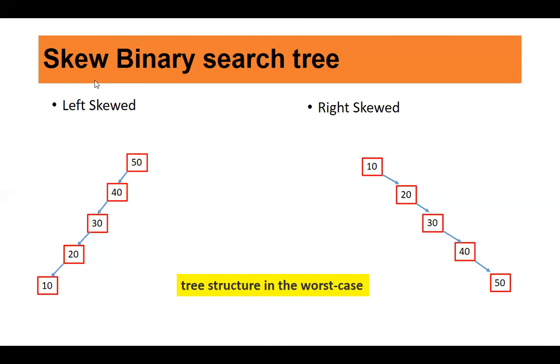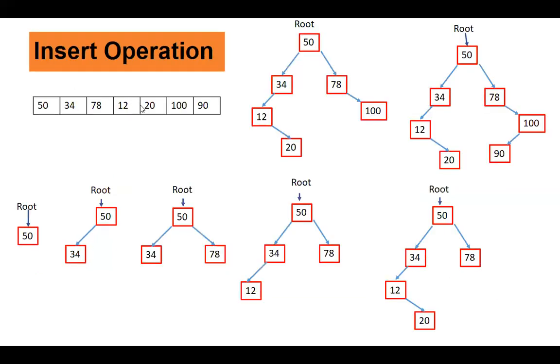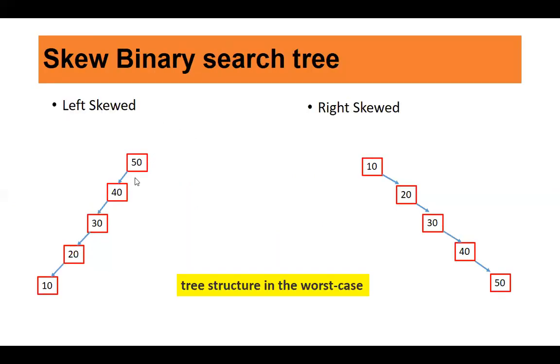Before that, let us look at the skew binary search tree. Why are we talking about it? Here the data is not sorted, so I could get a proper binary search tree. But if I have sorted data, suppose the input is in descending order: 50, 40, 30, 20 and 10, and I create a binary search tree, this is what it will look like. All the nodes will be inserted on the left side. That is why we call it left skew. Similarly, if the data is in ascending order, then all the nodes will be inserted on the right side, so it is right skewed. This happens when the data is sorted. That is the worst case tree structure.